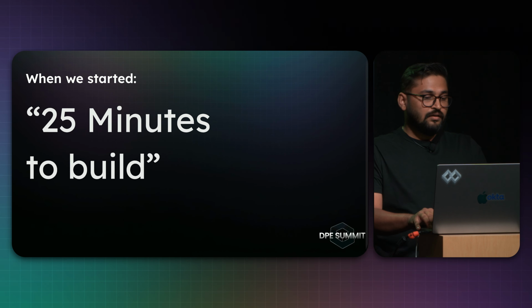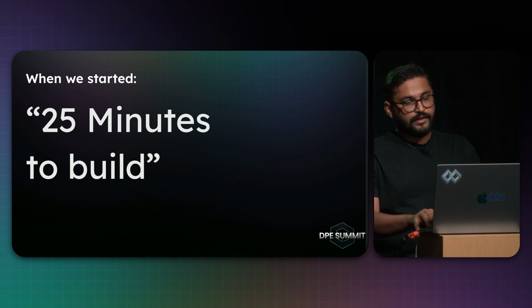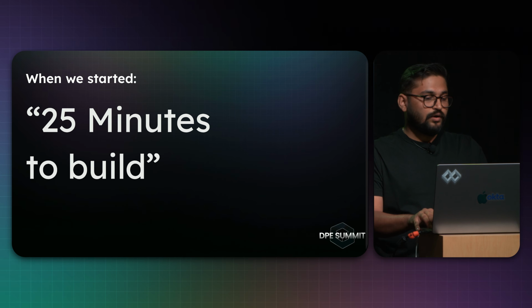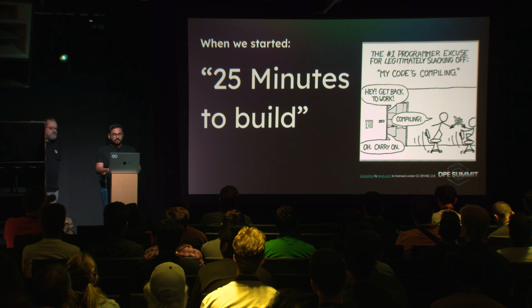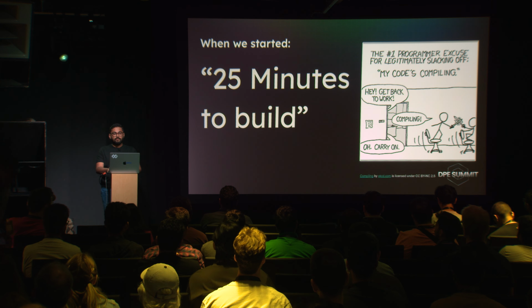So when our team started in 2021, we heard developers complaining about builds taking around 25 minutes. What does that feel like? I'll just grab a quick coffee while I wait for this process. It was our number one developer complaint. And we know that context switching kills productivity and takes you out of the flow state.